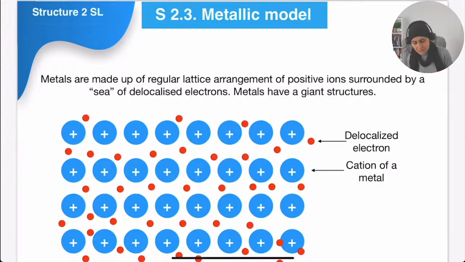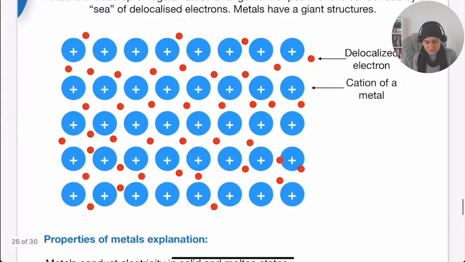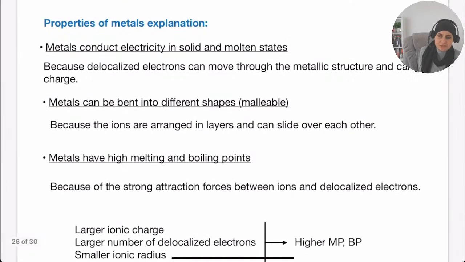So metals. Metals are made up of a regular lattice of positive ions surrounded by a sea of delocalized electrons, and that is everyone's favorite definition. Everyone remembers the sea of delocalized electrons, but please also remember the positive ions in the lattice, not nuclei. Positive ions surrounded by the sea of delocalized electrons. What does it mean? Instead of atoms in a lattice, atoms would lose their outer electrons, and those electrons would be delocalized throughout the structure. And this arrangement leads to special properties.